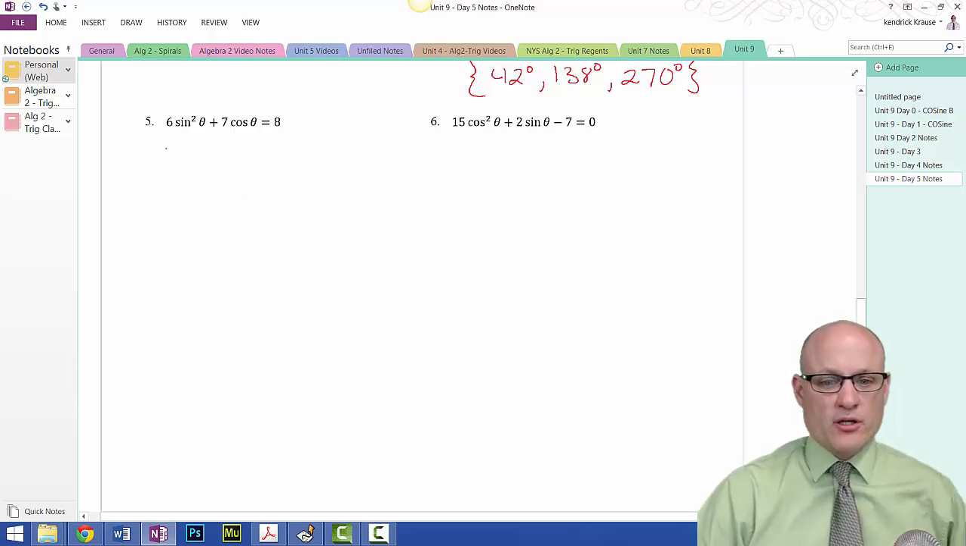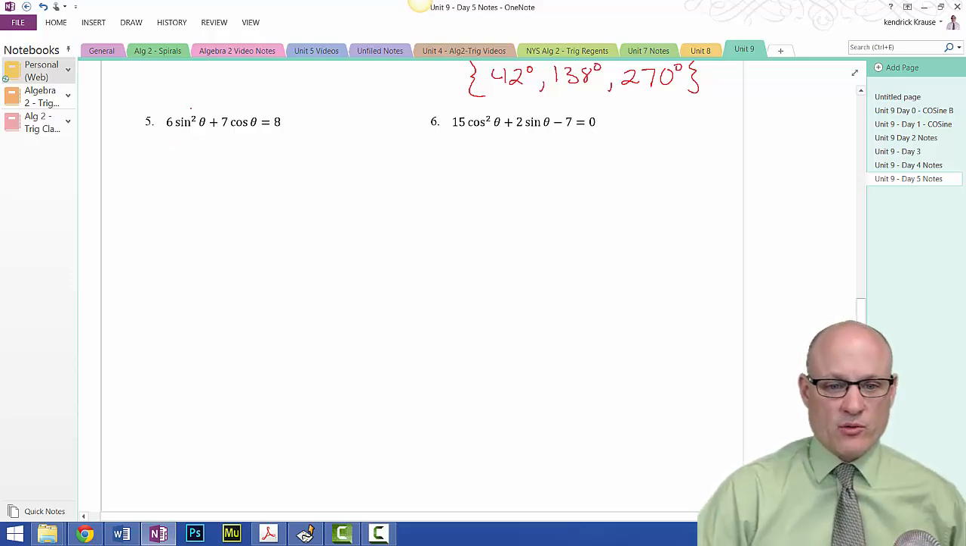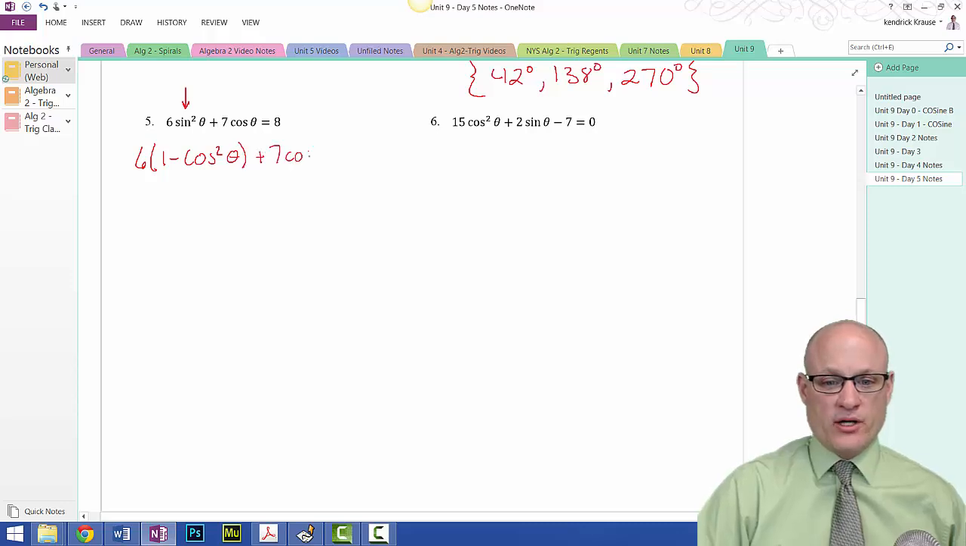All right, so let's work. Let's see what we got here. We're going to replace this sine squared with 1 minus cosine squared. So this becomes 6 times 1 minus cosine squared theta plus 7 cosine theta equals 8.